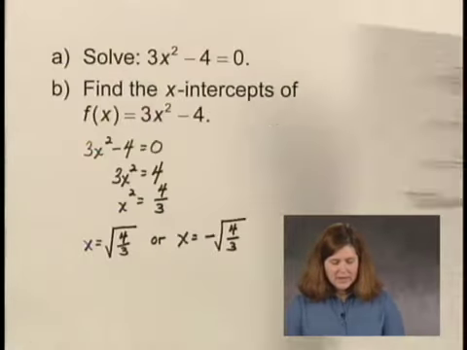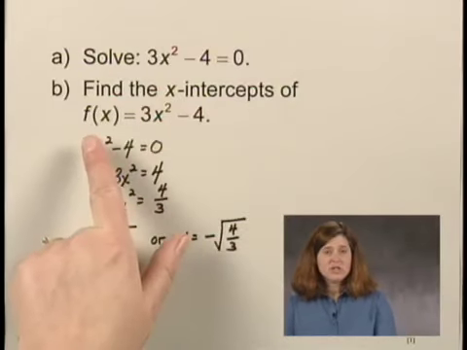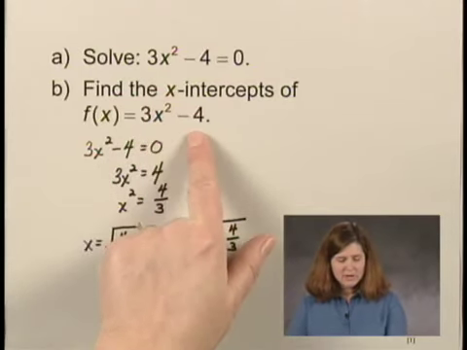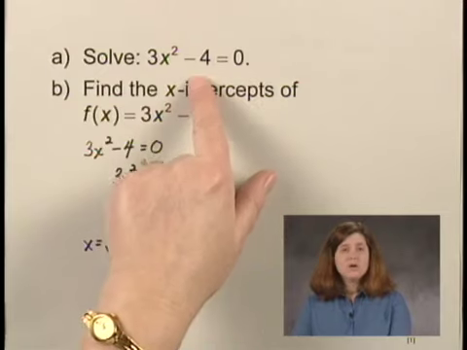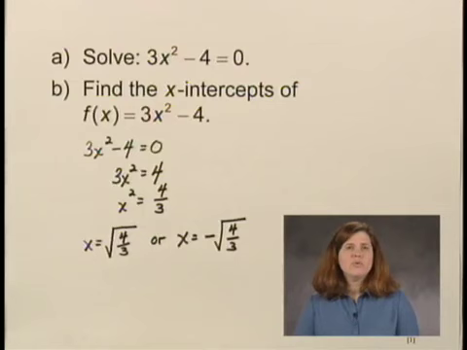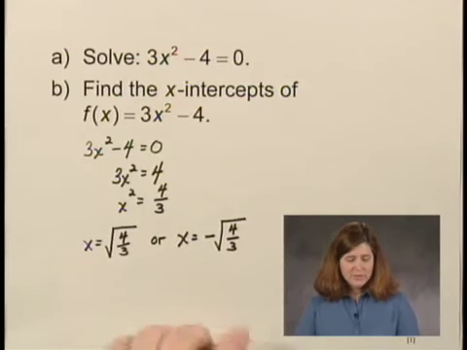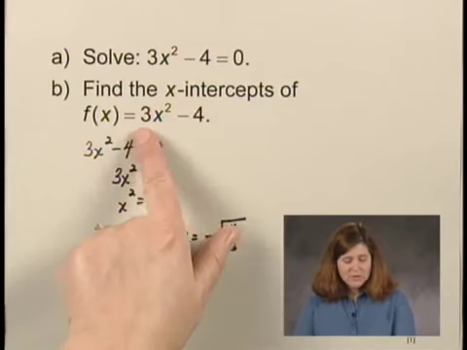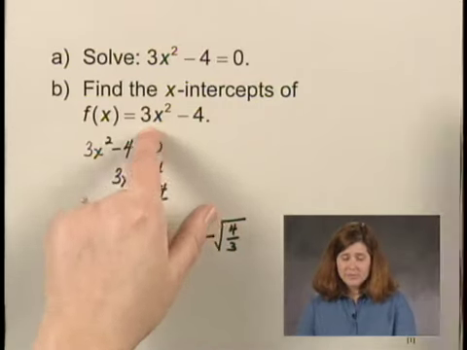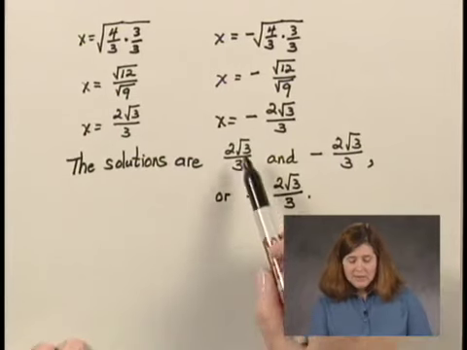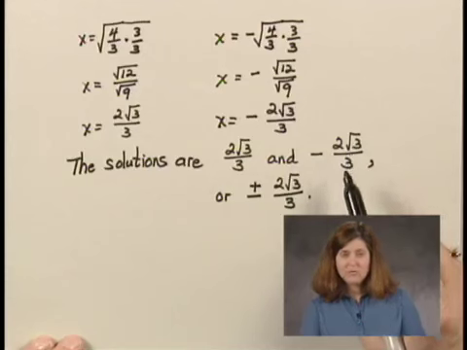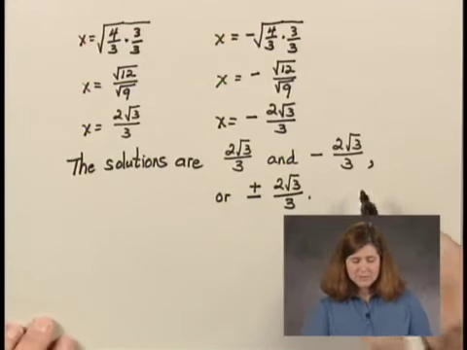Now, we are asked to find the x-intercepts of the function f of x equals 3x squared minus 4. You'll notice 3x squared minus 4 equals 0 is the equation we solved just now. The x-intercepts are the points at which f of x is 0. So we solve this for 0 in order to find the x-intercepts, which we just did. These solutions, 2 square root of 3 over 3 and negative 2 square root of 3 over 3, are the first coordinates of the x-intercepts.